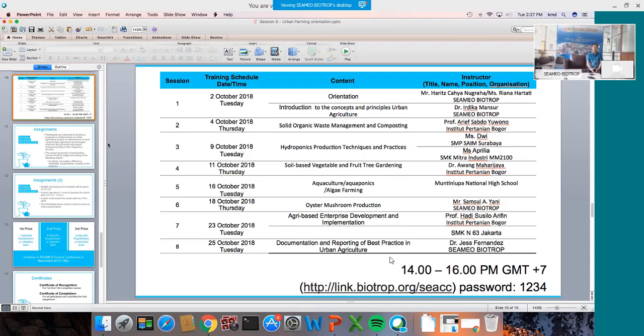Okay. The next session on October 4 will be solid organic waste management and composting. We are fortunate to have once again Professor Arif Santo Yuwono from IPB to be our lecturer. Despite his hectic schedule, he is willing to share his expertise on this topic. Okay?